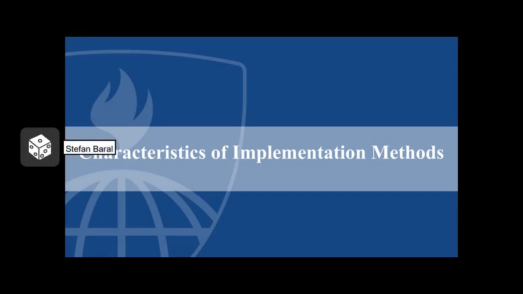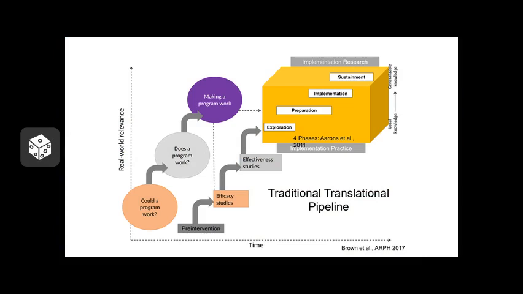So I wanted to start by talking a little bit about characteristics of implementation methods. And I want to do that by really thinking about the sort of traditional translational pipeline. And while we've seen over this year how quickly this pipeline can work, often we think about initial work being, could a program work? Even in the most hypothetical settings, could a program work? And those tend to be pre-interventional studies, in vitro studies, for example, where we're even thinking about can PrEP, even in the most hypothetical sense, work?